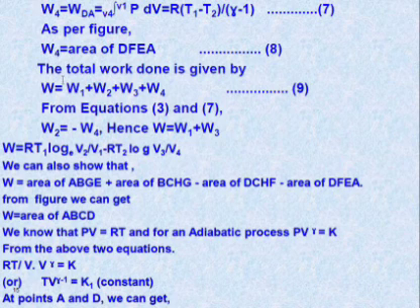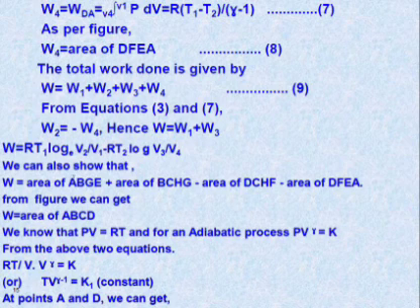As per the figure, W4 can be represented by the area of DFEA. Therefore, the total work done is given by W equal to W1 plus W2 plus W3 plus W4. From equations 3 and 7, we can write W2 equal to minus W4. Hence, W equal to W1 plus W3. W equal to RT1 log base e (V2 by V1) minus RT2 log (V3 by V4).